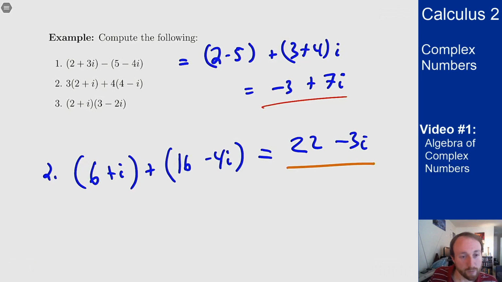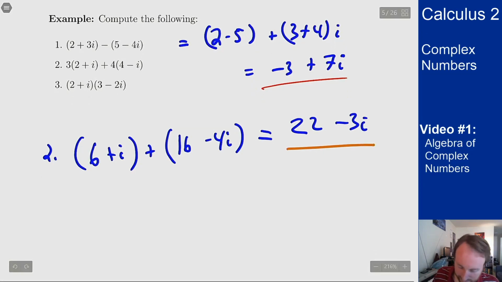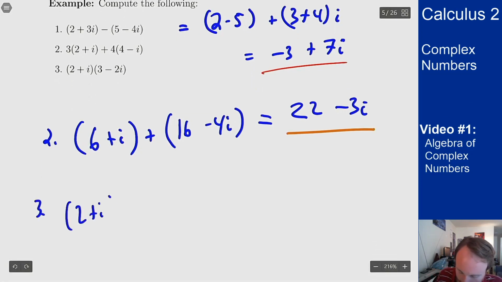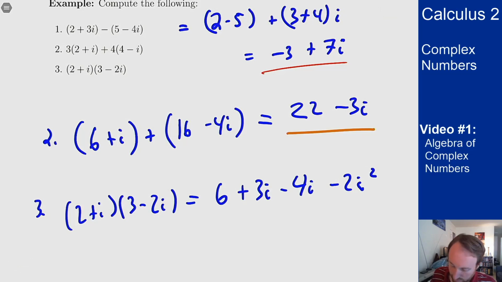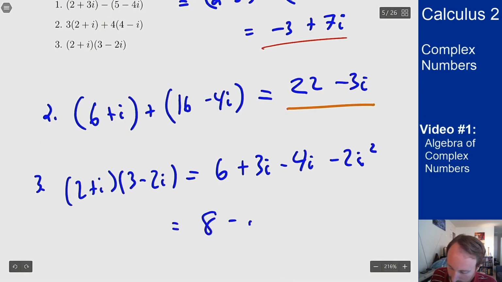And for this last one, we have a product, so we have to FOIL this out and try to simplify things. So (2 plus i) times (3 minus 2i) is going to be 6 plus 3i minus 4i minus 2i squared. That minus 2i squared becomes a plus 2. So I get 8 minus i for the product there.